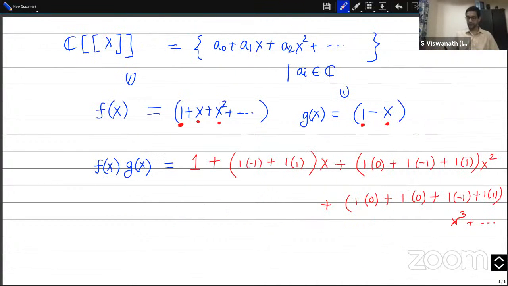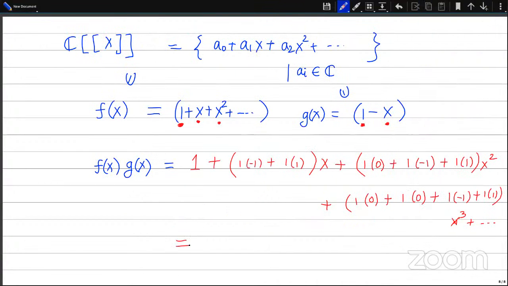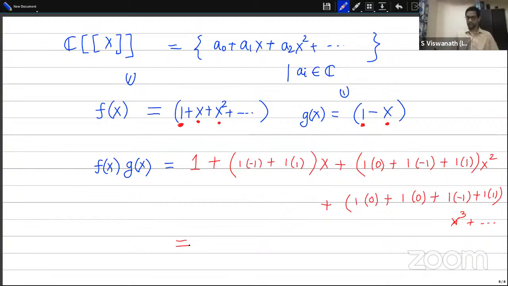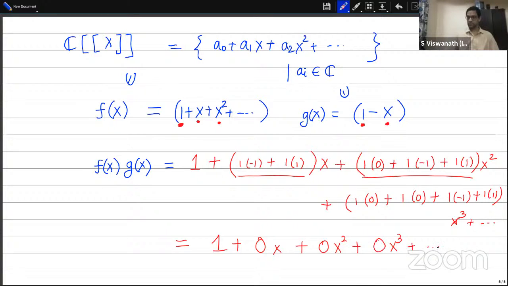So what will we get here? 1. So what's the coefficient of x? This is a 0, right? So this is 0 times x plus, next, again a 0 and so on. Okay, so you'll see that every term has a bunch of zeros and then there is a minus 1 and a 1.